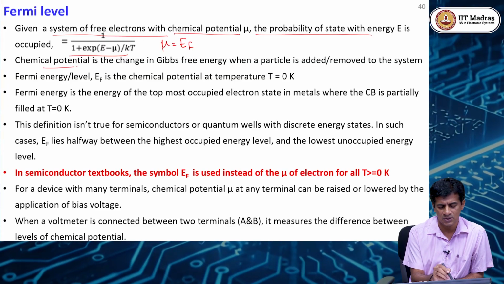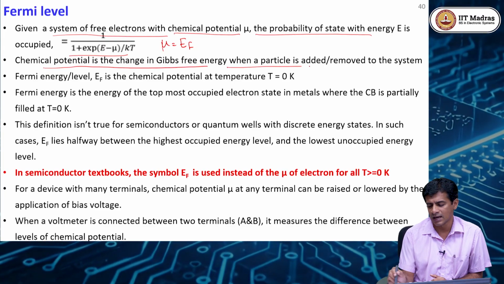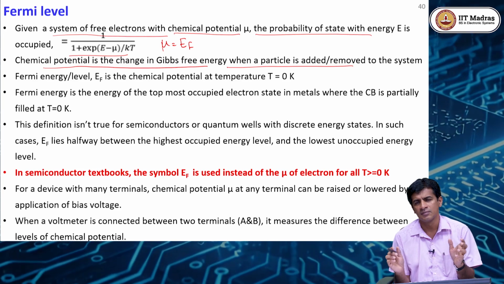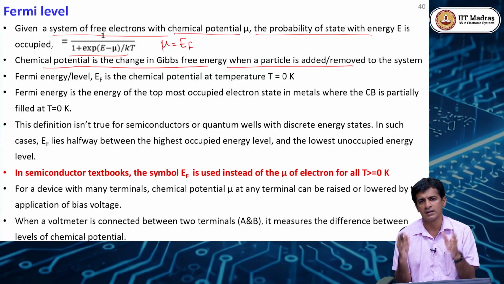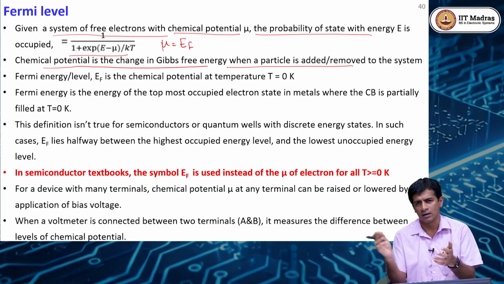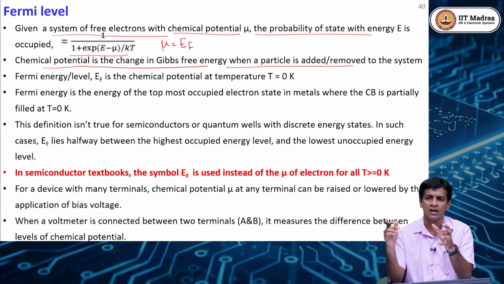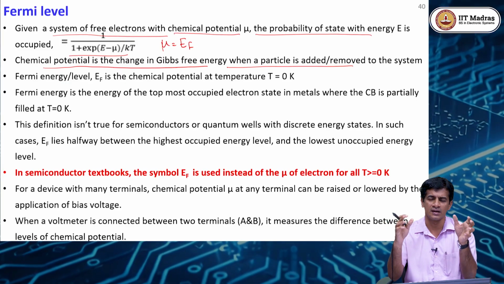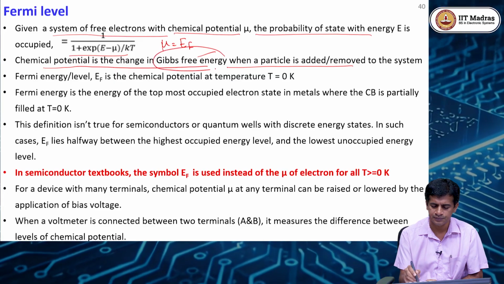Chemical potential is actually the change in Gibbs free energy when a particle is added or removed from the system. If you have a thermodynamic system and you track the Gibbs free energy, it means the amount of energy which is available to convert into work. You cannot convert the entire energy into work. Only some portion of that energy can be converted into work. That energy is known as the Gibbs free energy.